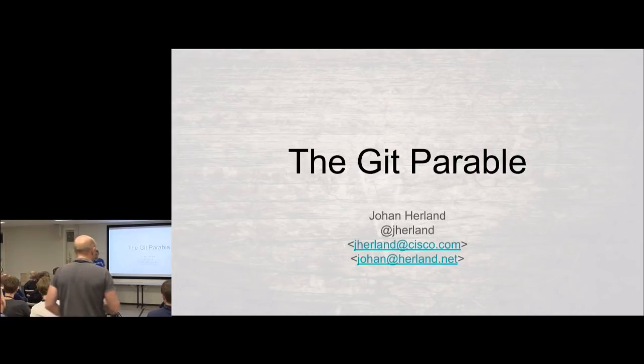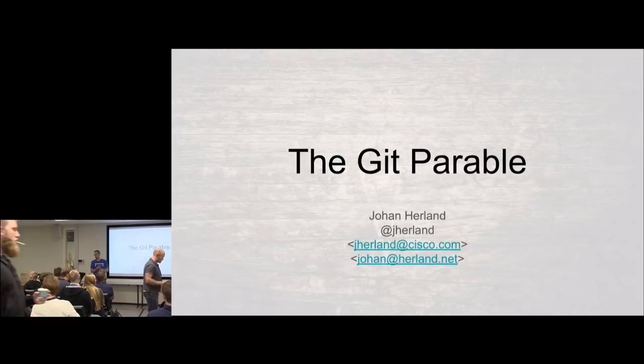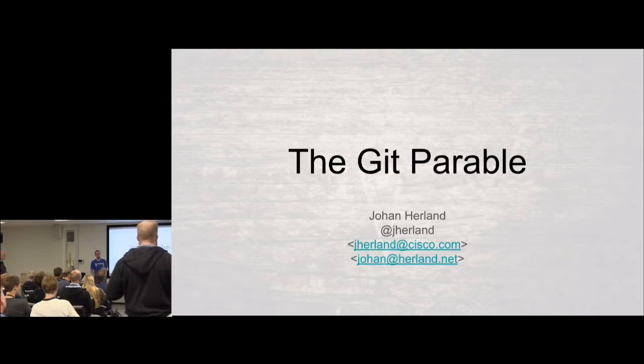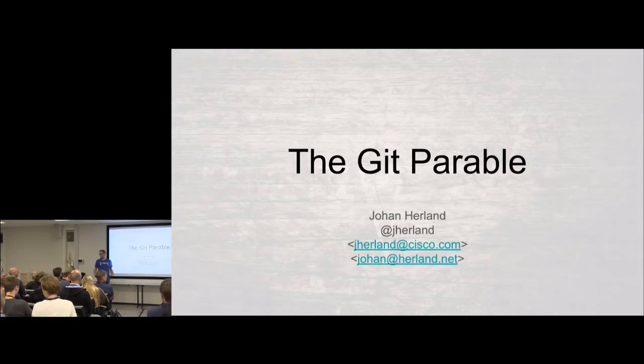My name is Johan Herland. I'm a software developer at Cisco Systems since 2011. I'm working on collaboration products, more specifically video conferencing. Before that I worked at Opera Software for 7 years, and I've also meddled with Git and distributed version control since 2006-ish. At Opera, I started the migration from CVS to Git, and at Cisco, I was also involved in the migration from Subversion to Git. And I've also occasionally contributed some code to Git itself.